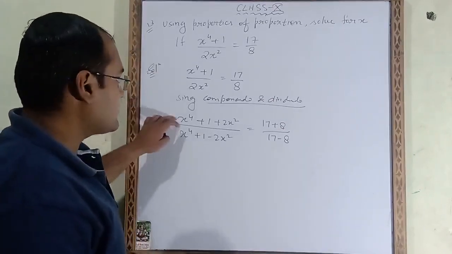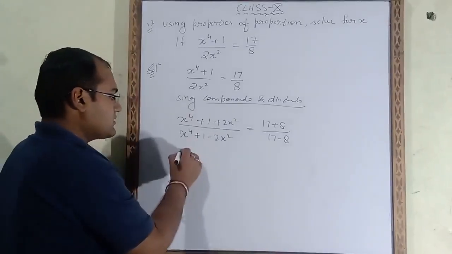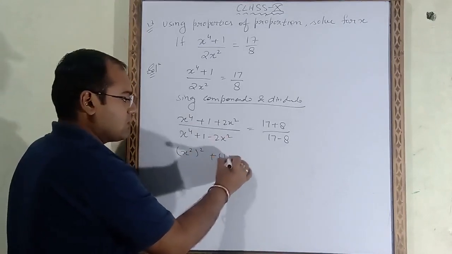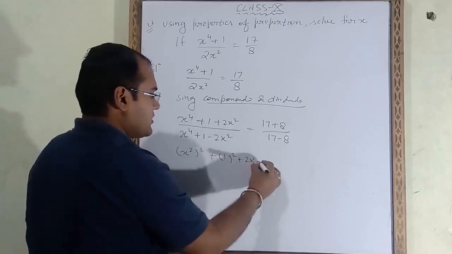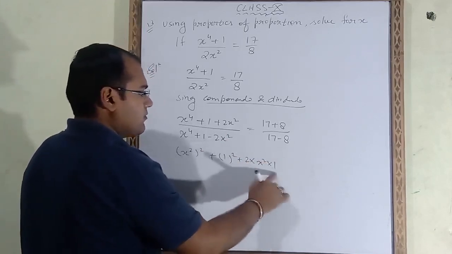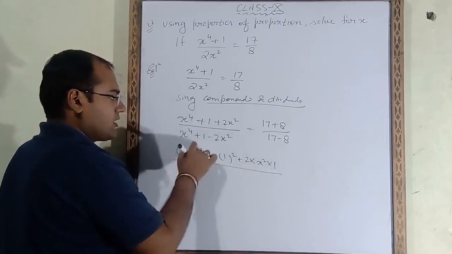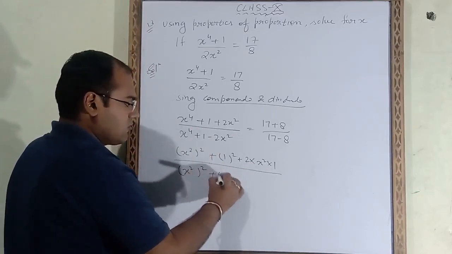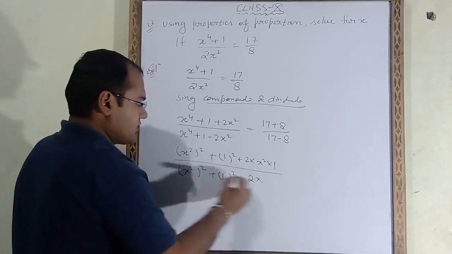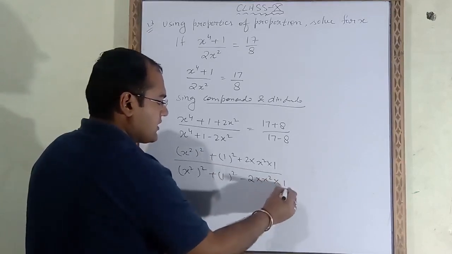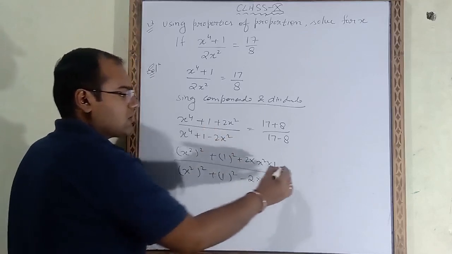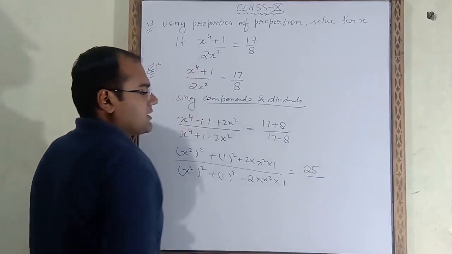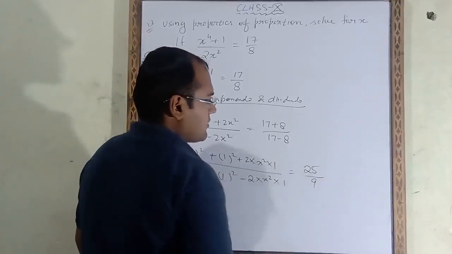Now here if you observe, this is one formula. x power 4 means x square whole square, 1 means 1 whole square, 2 into first term into second term. When we multiply it we will get this 2x square. Here also x square whole square plus 1 whole square minus 2 into first term into second term. When we multiply this we will get minus 2x square. 17 plus 8 will be 25. 17 minus 8 will be 9.